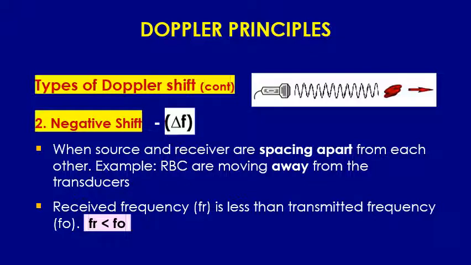The second type of Doppler shift is the negative shift. This negative shift happens when the source and the receiver are moving away from each other or spacing apart. So what happens in ultrasound? The red blood cells are moving in a direction away from the transducer, ending with the waves getting longer wavelengths. With a longer wavelength, I'm getting a lower frequency. So the received frequency will be lower than the operating frequency. Why? Because the red blood cells are moving away from the transducer.